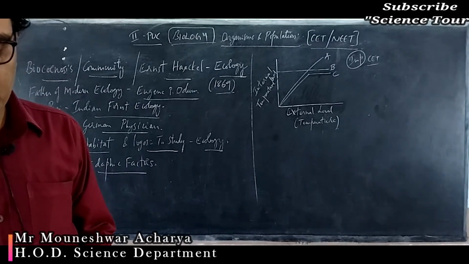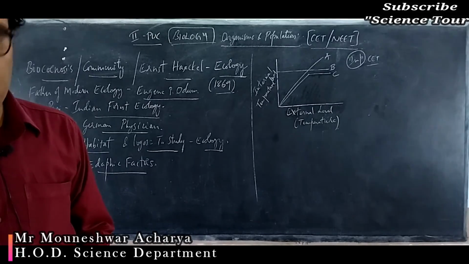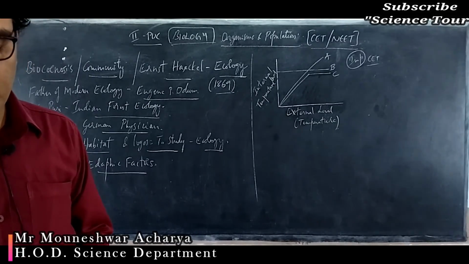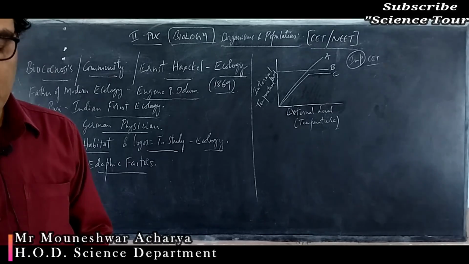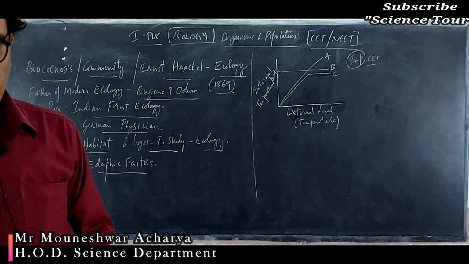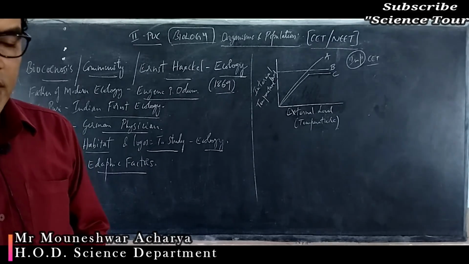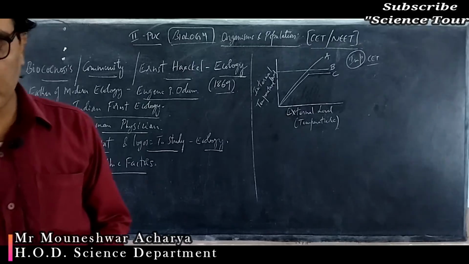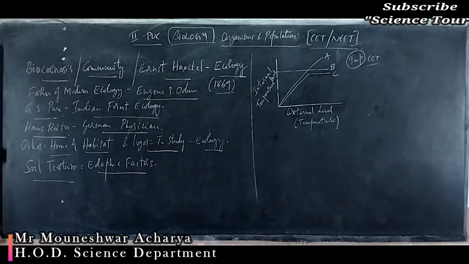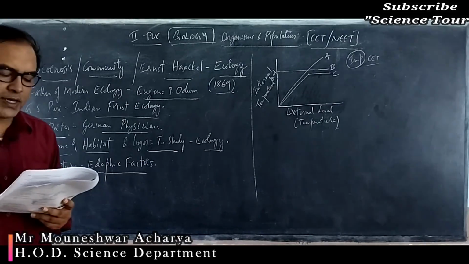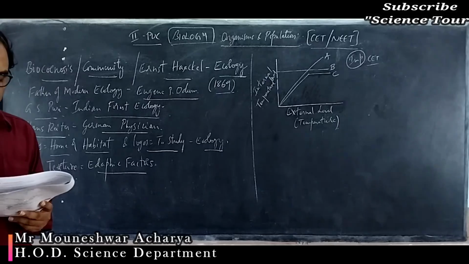Next, question number 22. Match the column 1 with the column 2. This is very important. Match the column 1 with the column 2 and choose the correct options. In column 1, they have given different conditions, and in column 2, different names. Column 1: aestivation, hibernation and diapause. Column 2: overwintering, oversummer, suspended development in zooplankton.